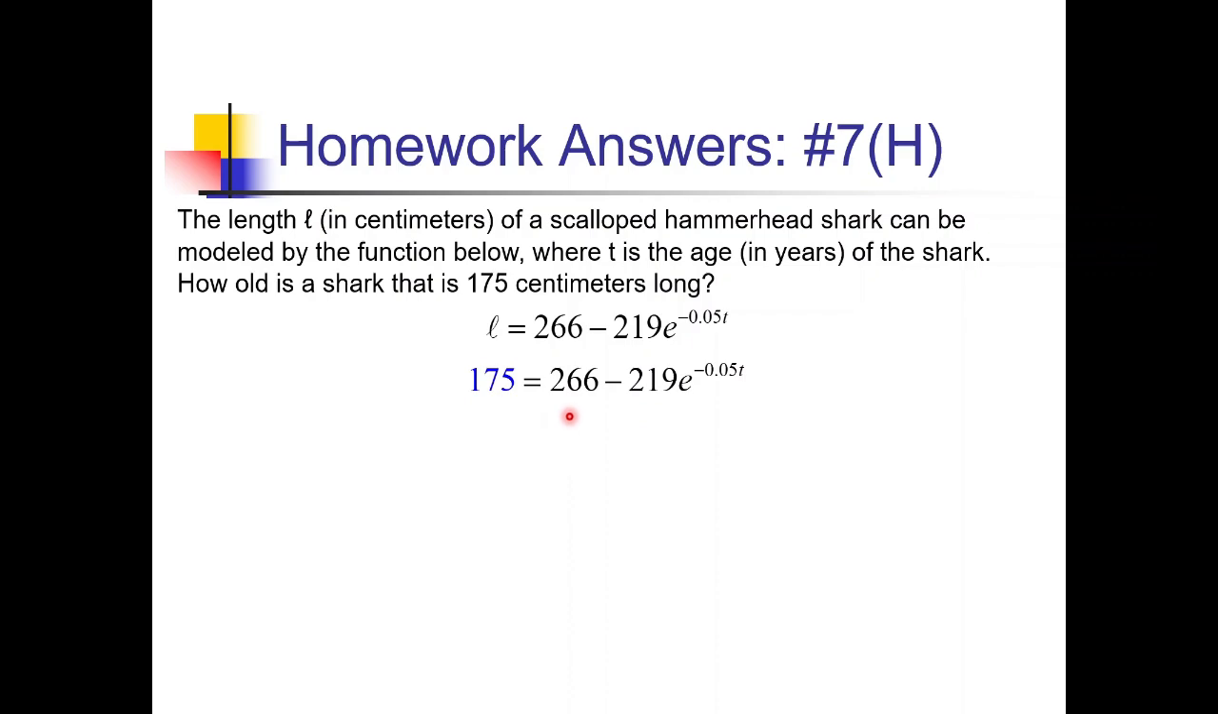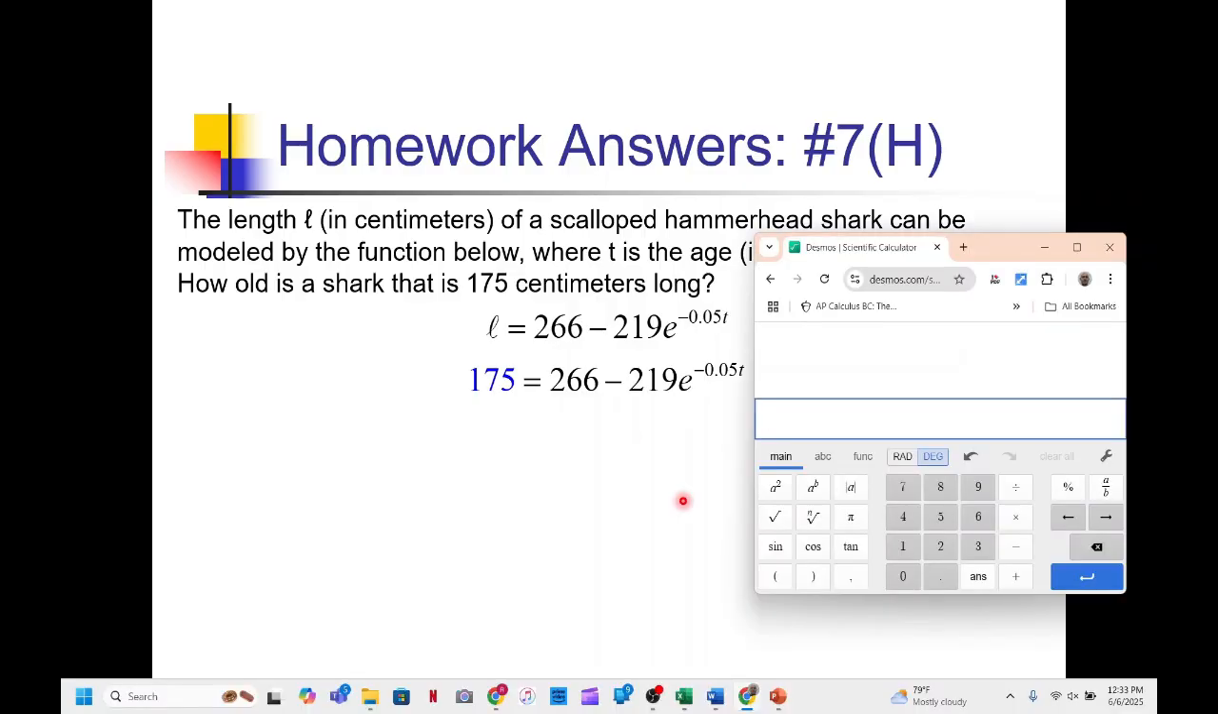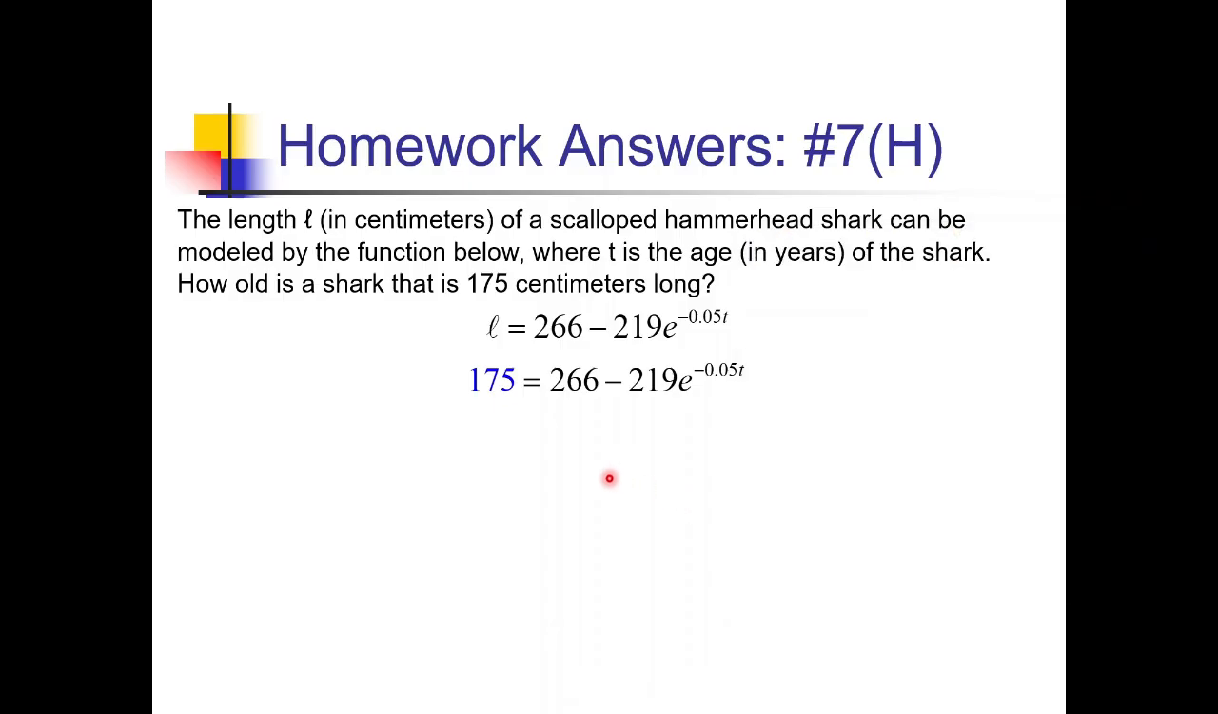And now we're going to just try to isolate this exponential term so I can solve this exponential equation. So we have 175 minus 266. Let me go to the calculator. I'm going to have to go there later anyway. So 175 minus 266 is negative 91. And now I'm going to divide both sides by negative 219 to get e by itself. So that's just going to be 91 over 219. I could reduce it further, maybe, but it doesn't matter because I'm going to plug it in the calculator anyway.